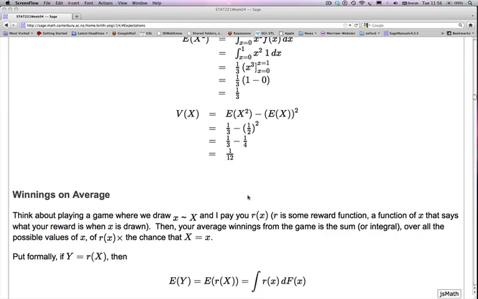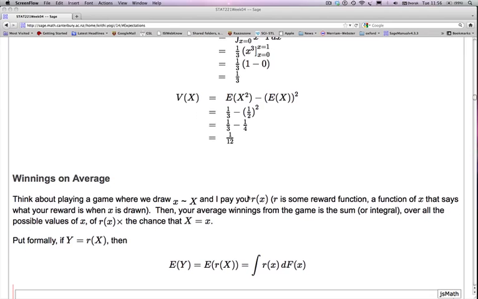So let's look at another example of expectations, where you're looking at winnings on average. Think about playing a game where we draw x according to a random variable capital X, and then say you get paid r of x. So r is some reward function, a function of x that says what your reward is when x is drawn.